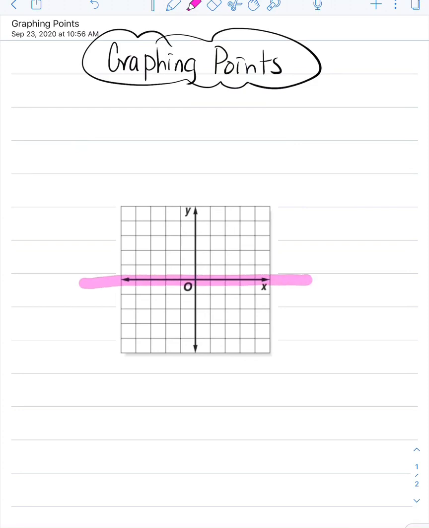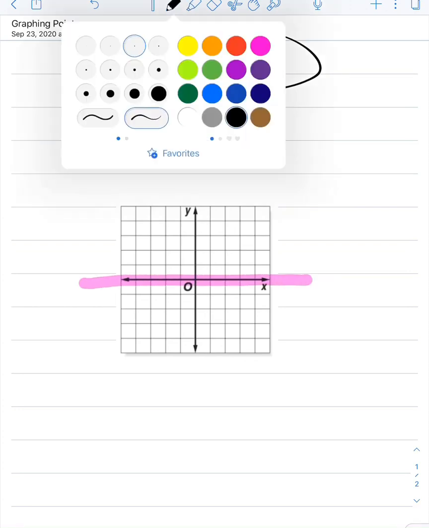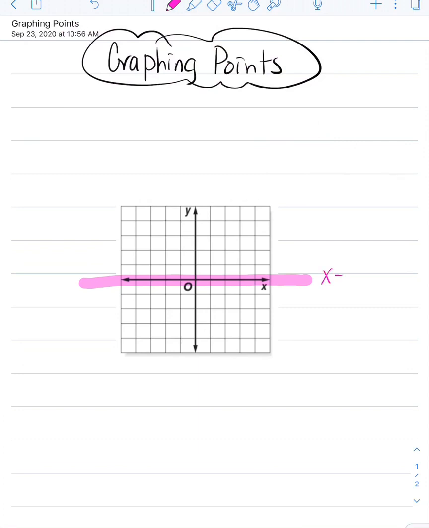So first, this number line that goes side to side is called the x-axis. Side to side, or you'll hear it called a horizontal line, is called the x-axis. Then the second number line goes vertically, or up and down. That is called the y-axis.